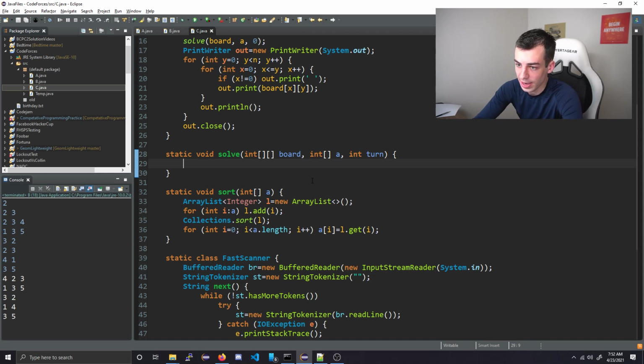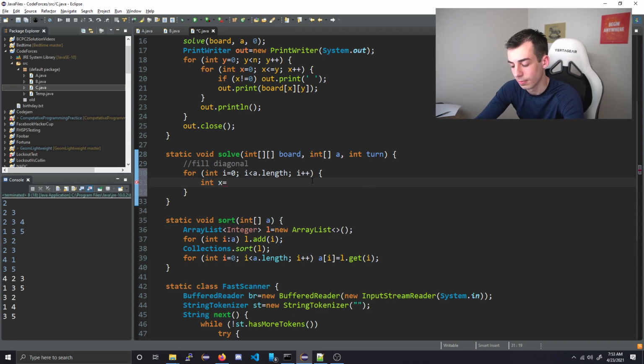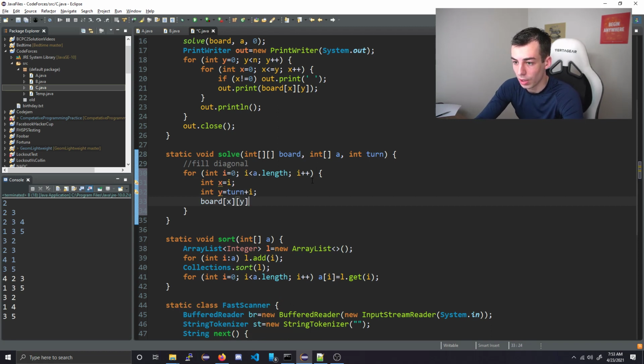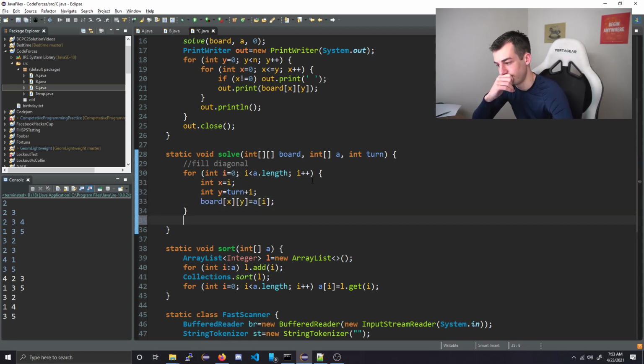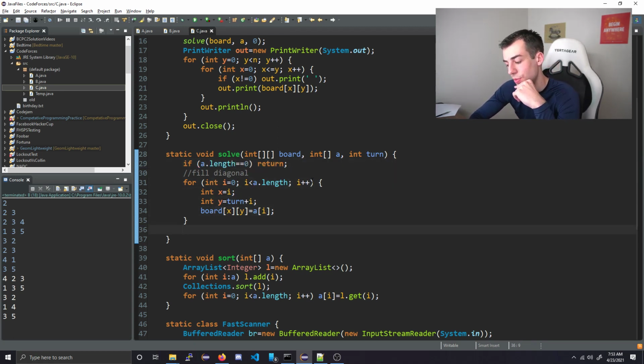So we need to fill the main diagonal. So the x will be i. The y will be turn plus i. Then board at xy equals a at i. All right. And then we want to, okay, so if a.length equals 0, then return. Otherwise, we need to find the biggest things.